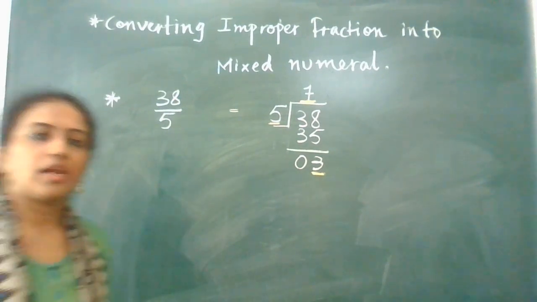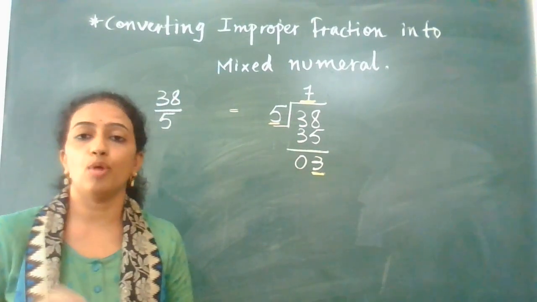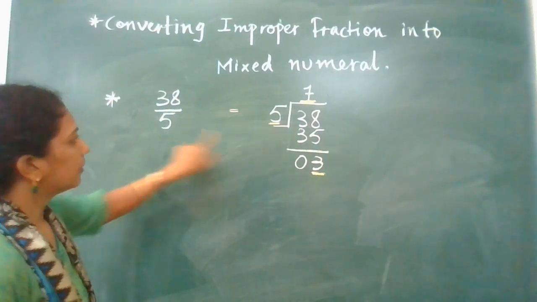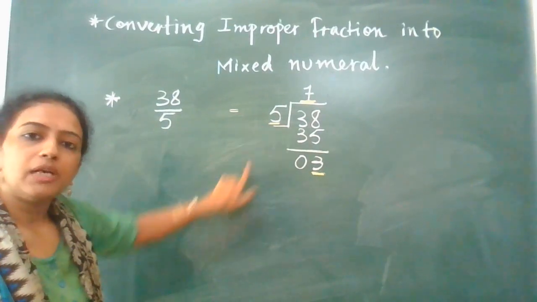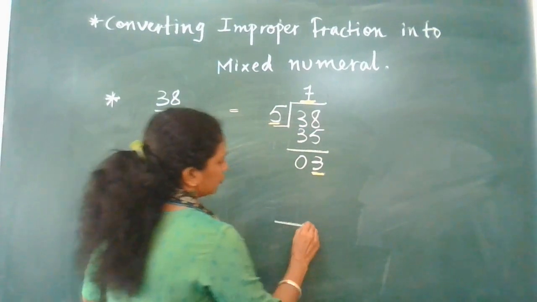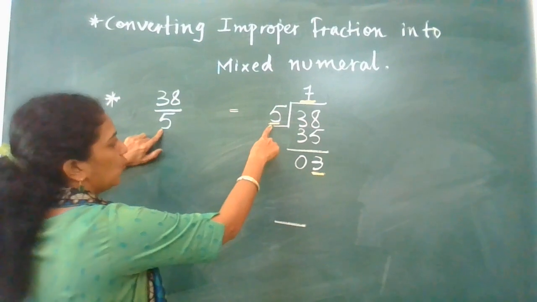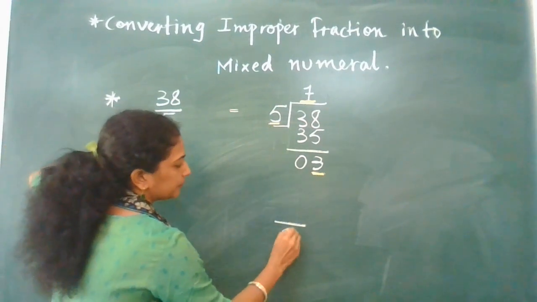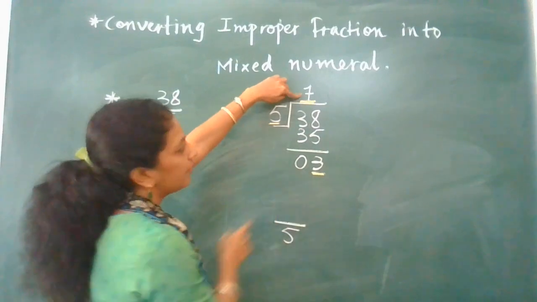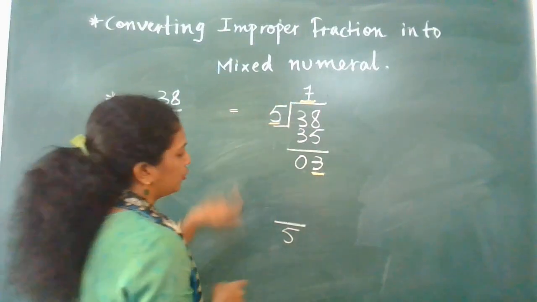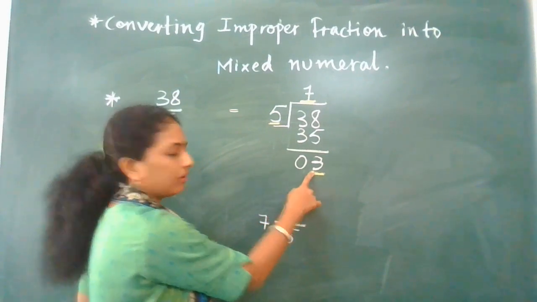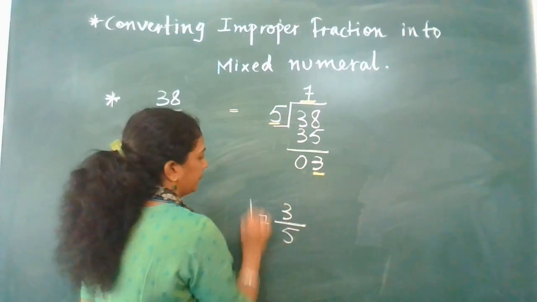Okay, now we have to arrange these numbers in the form of a mixed numeral. As we all know, the denominator is our divisor, which will go back to its own place, which is the denominator. So 5 is the divisor, which is the denominator, so it will go here. Now we are remaining with these 2 numbers. This 7 is the quotient, so it will come here. And 3 is the remainder, which will come here.